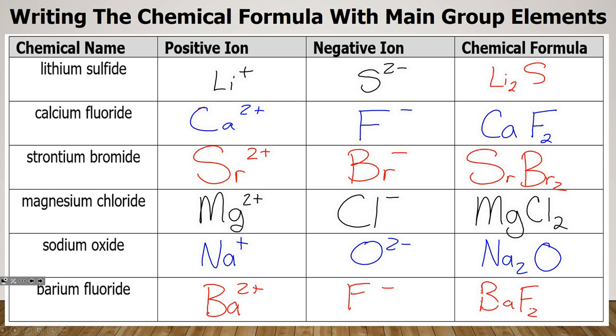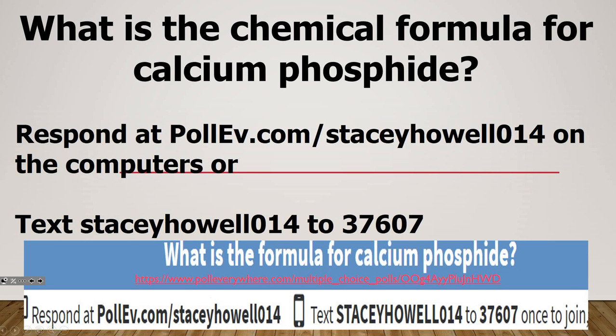Okay, now I need everybody to come back up because we're going to do a check. We're going to go to Poll Everywhere. The question you're going to answer is, what is the chemical formula for calcium phosphide? You're going to respond at pollev.com/StacyHowe014 on the computers. Or you can try and see if it'll work on your phone if you'd like to text. We were having problems with the phone earlier, so only one or two had been able to use the phone. That's why I told everybody to get a computer. I'll let you have a few minutes to bring it up, and then we'll see how well you learned what we just did.